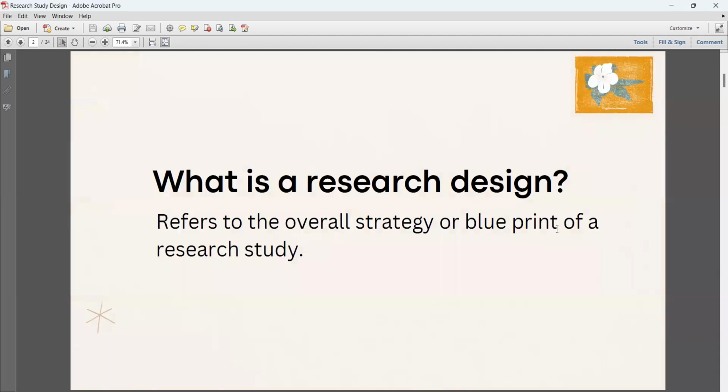So what is a research design? I came up with this overall definition of what a research design is to give you an overview of what it entails. Basically, it's the overall strategy or a blueprint of your research study. So it's like an umbrella term. So I do give an example.